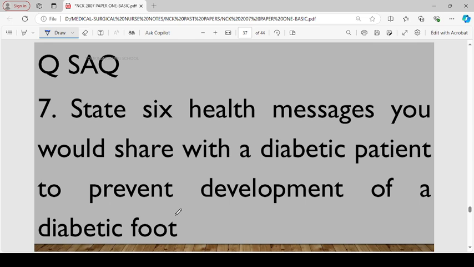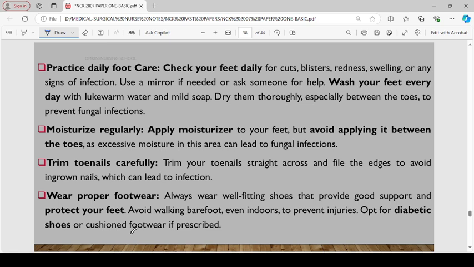State 6 health messages you'll share with a diabetic patient to prevent development of a diabetic foot. All right, you need to practice daily foot care. Check your feet daily. Wash your feet every day with lukewarm water and mild soap. Dry them thoroughly, especially between the toes. This will help prevent fungal infections. Moisturize regularly, okay. Trim the nails carefully.